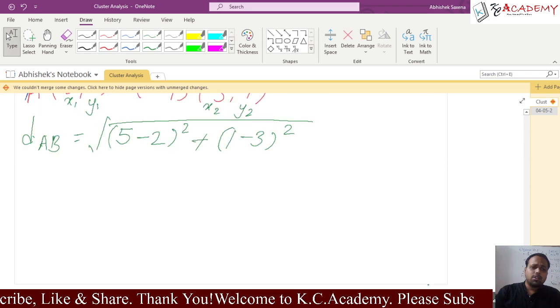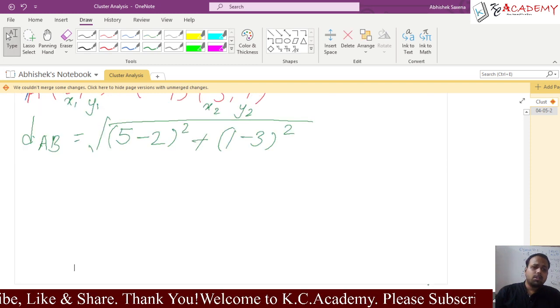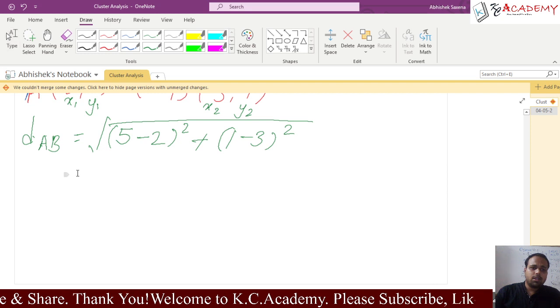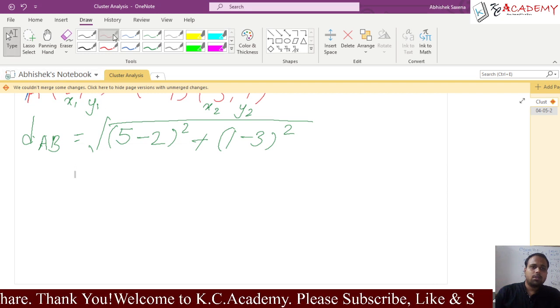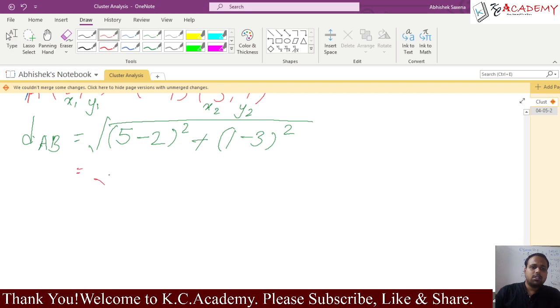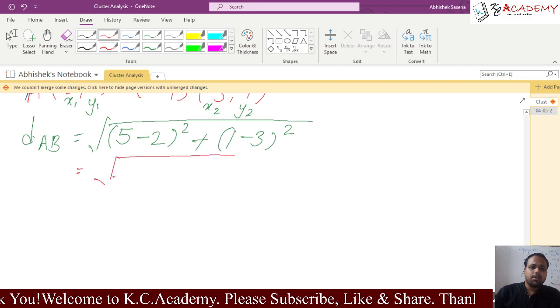So further you can solve this one. There is no explanation required, but I will solve it here. What will be the value? That is 5 minus 2. What will be the value? 5 minus 2, that is 3.